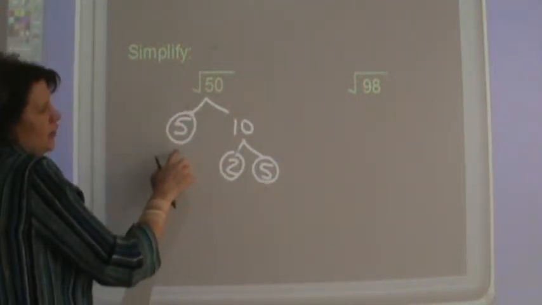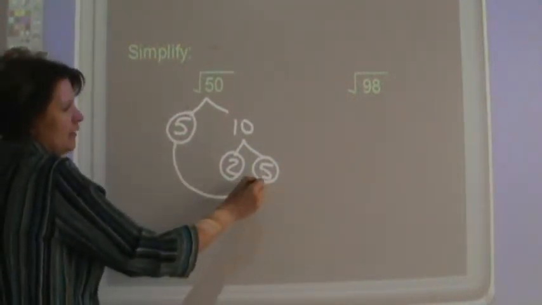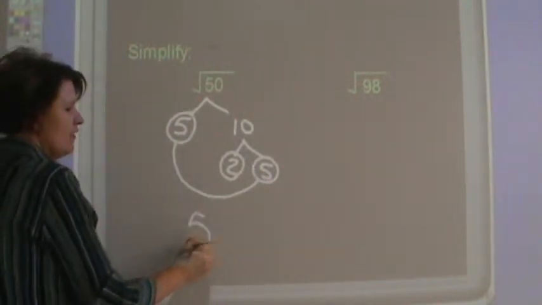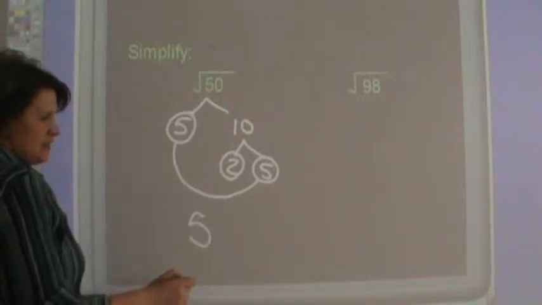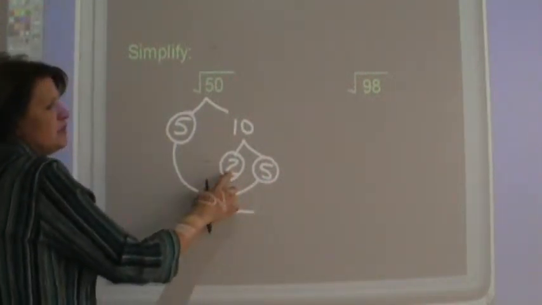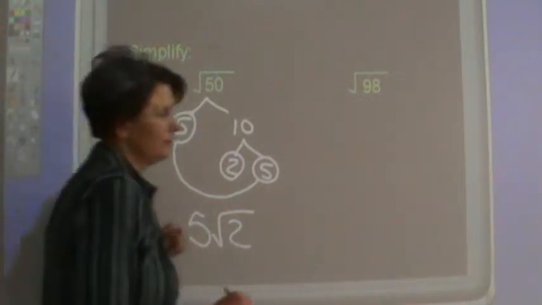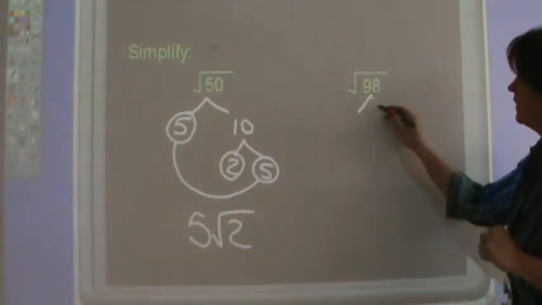Now what I do is I look for the pairs. I have a pair of 5s. Okay, the square root of 5 times the square root of 5 is just 5. So it's not under the square root symbol anymore. The 2 doesn't have a pair, so it's going to stay underneath. And that's your answer. Okay, square root of 98, let's try it with another one.